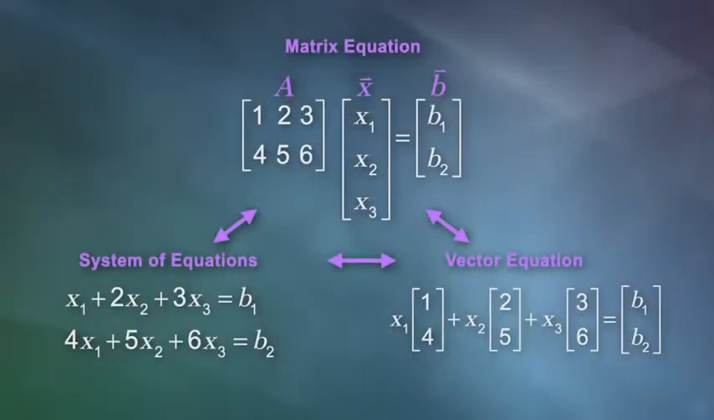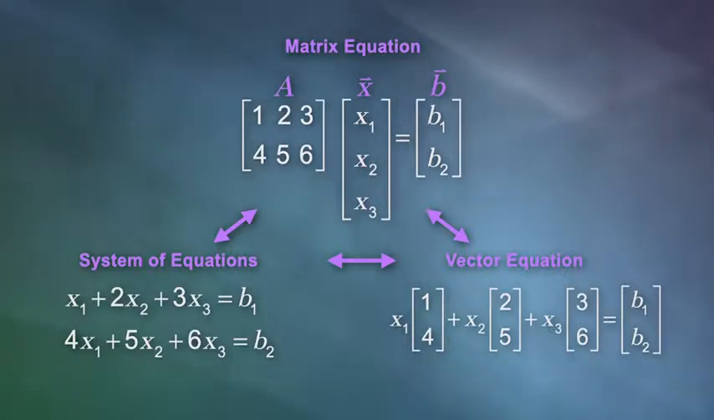This is a good time to point out that we've been moving back and forth between what appear to be 3 different things but are really the same things: a matrix equation, a system of equations, and a vector equation. Look at this example and notice how they are all saying the same thing.